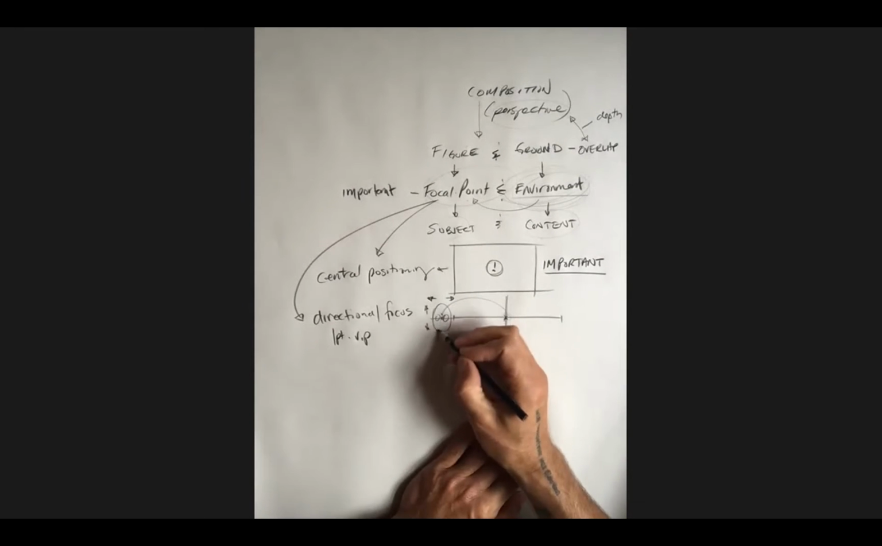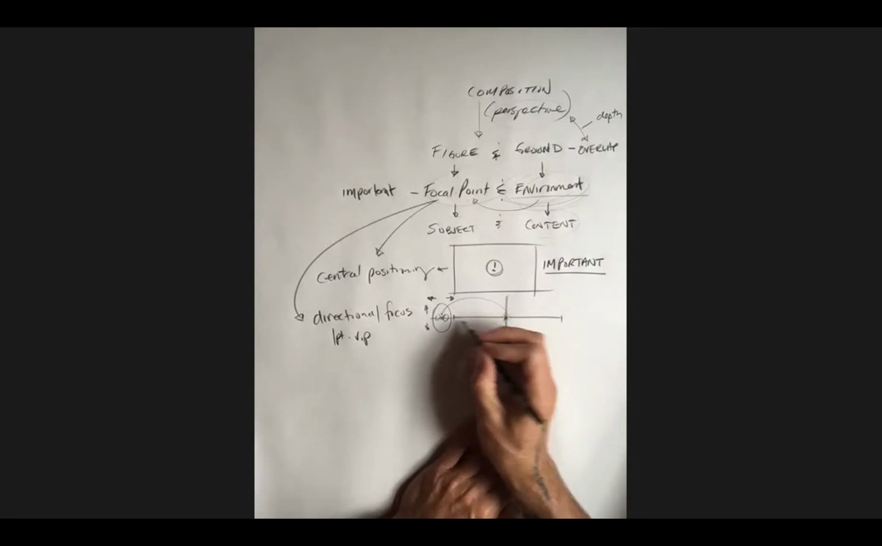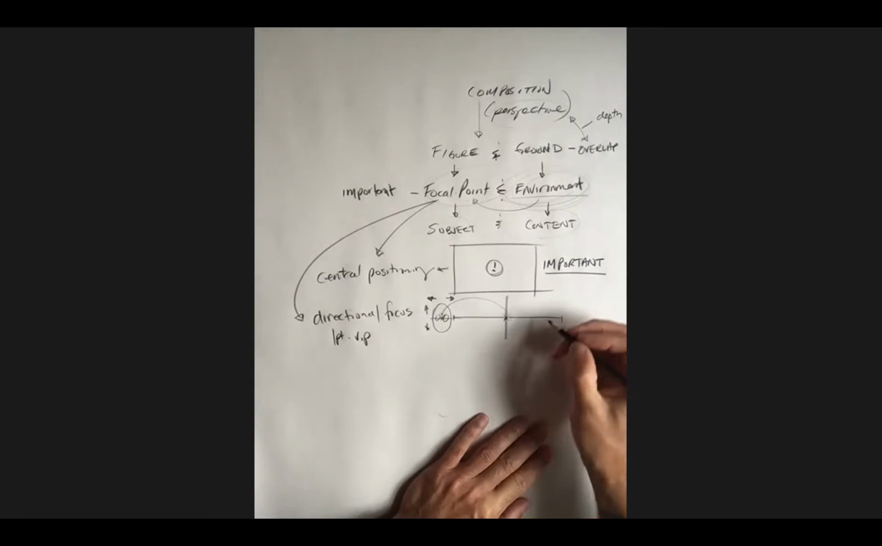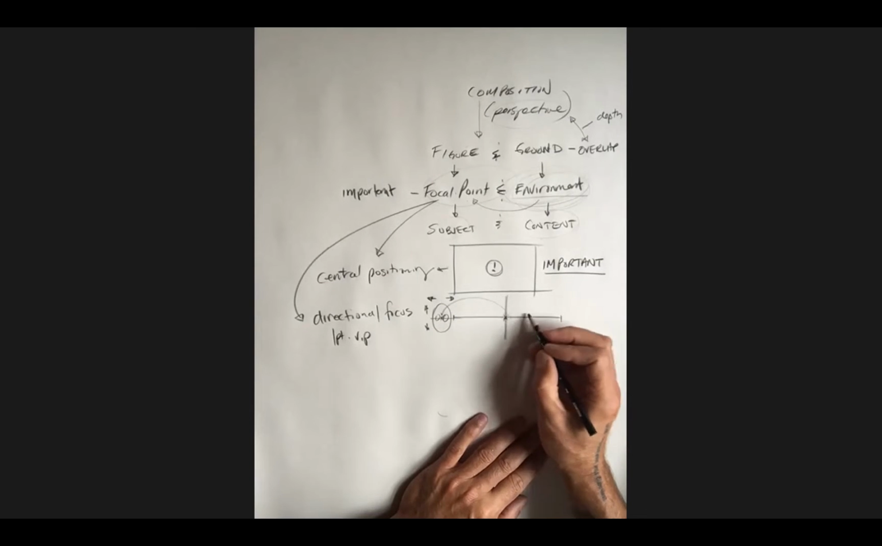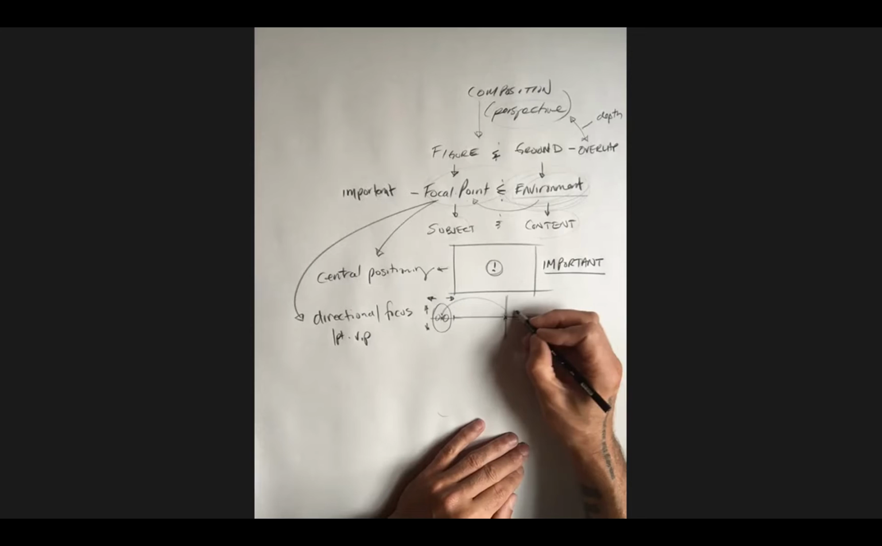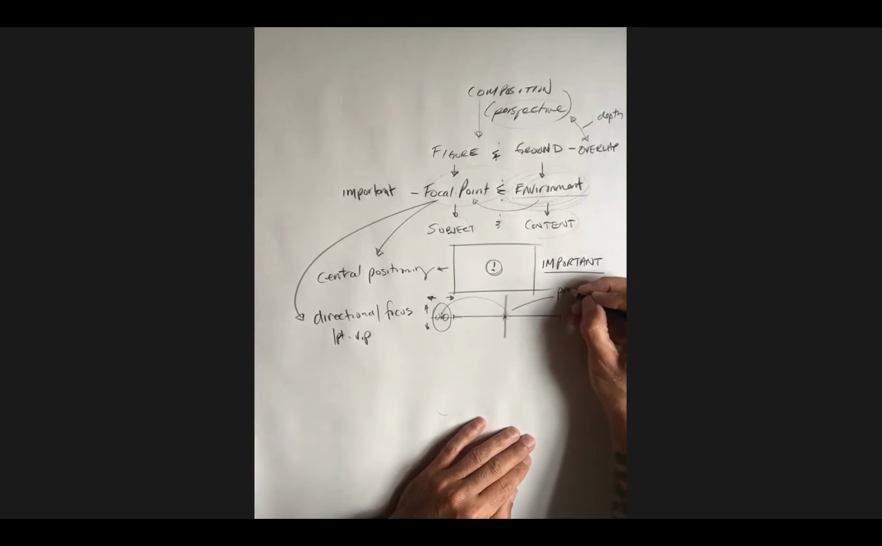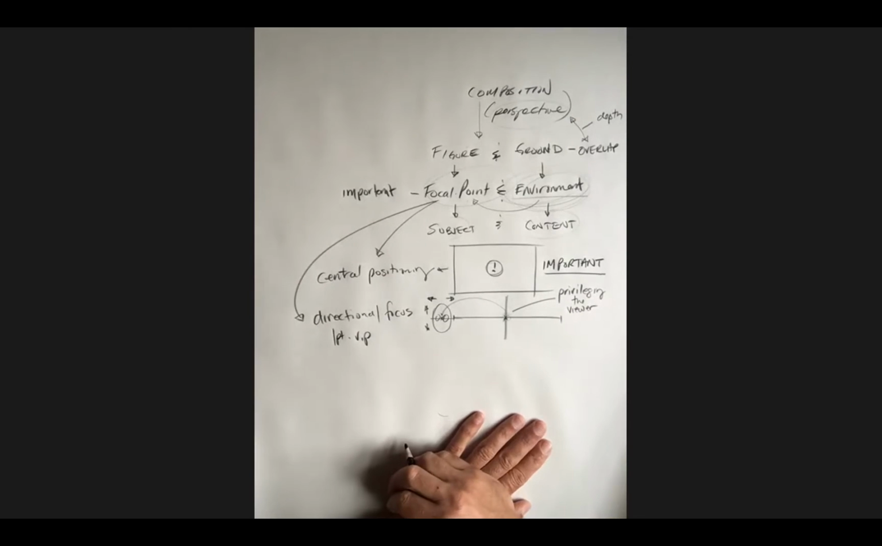Now, because this is the implication here, when you place the audience wherever you place them, in a particular spot, you can do what's called privileging the viewer. And you can privilege them to a greater or a lesser degree.